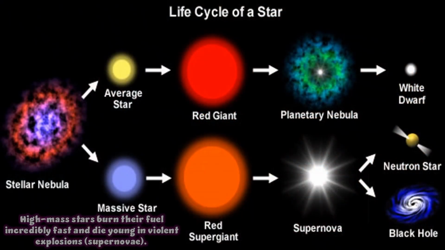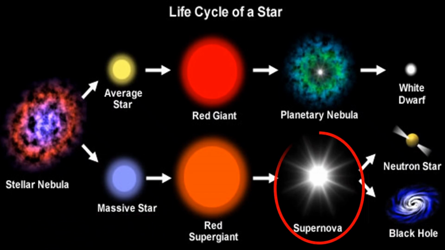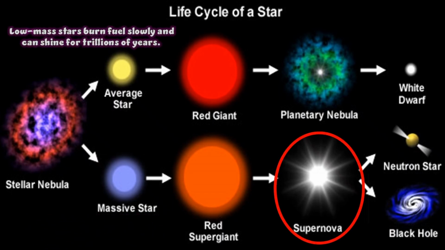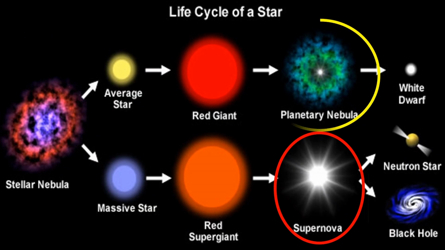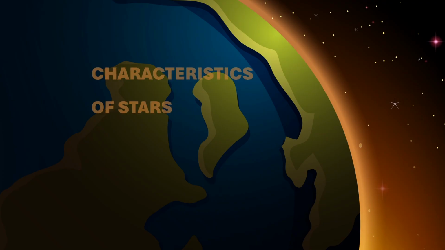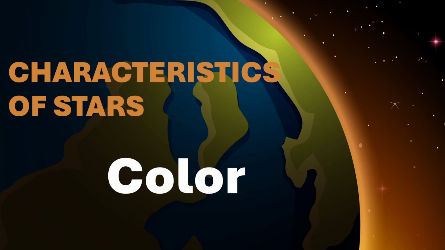High-mass stars burn their fuel incredibly fast and die young in violent explosions called supernovae, while low-mass stars like our Sun burn fuel slowly and can shine for trillions of years before they become a planetary nebula and eventually a white dwarf. Next characteristic is the color.